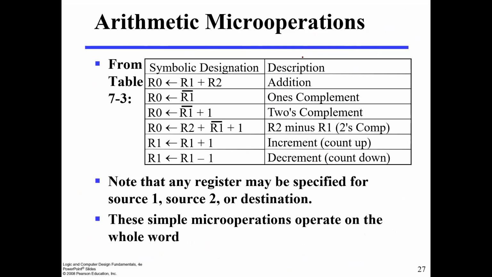Okay. This table is a summary of all the arithmetic micro-operations that you can do on registers. For addition, we'll use the plus sign. For complement, we will have the bar. If you want the 2's complement, that's R1 bar plus 1, which is the 1's complement plus 1. If you want to subtract two numbers, you will take the first number and add it to the 2's complement of the second number. And then R plus 1 or R minus 1, this is an incrementer or a decrementer, which will either count up or count down.